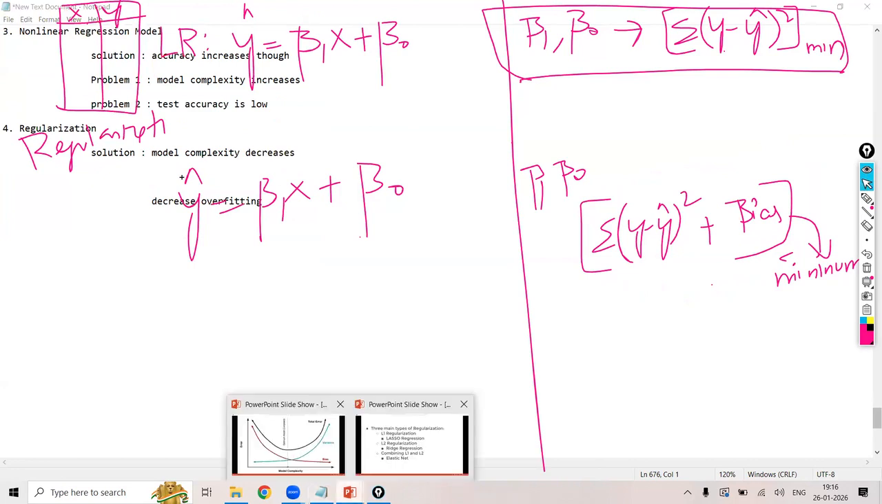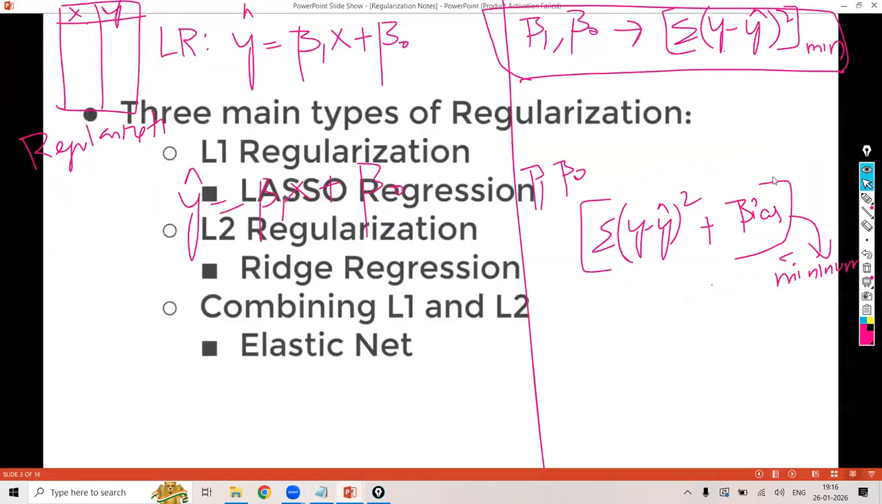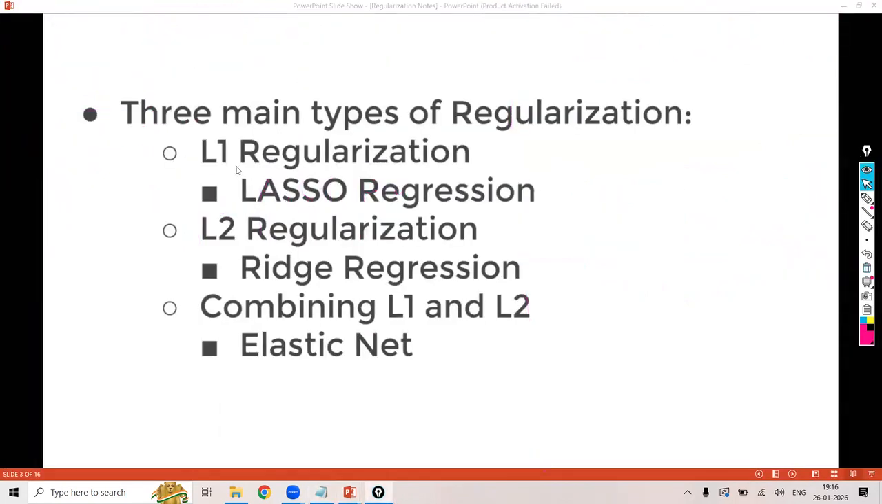Here in regularization, there are three types of regularization. The first one is called L1 regularization. The second one is called L2 regularization. The third one is a combination of L1 and L2. That is lasso regression, ridge regression, elastic net regression. Please make a note of this. There are three types of regularization.